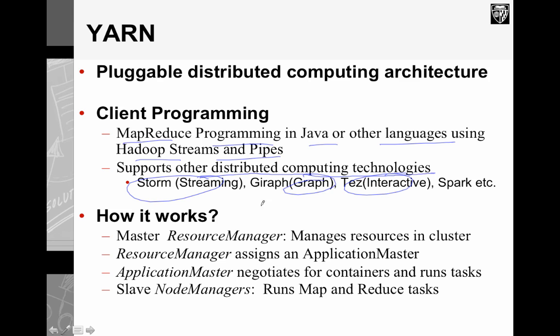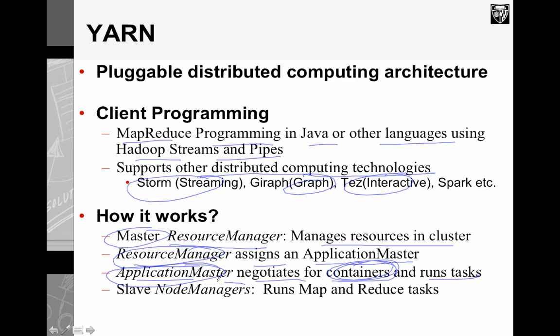How it works is that in Yarn, there is something called the Resource Manager, which is the master daemon that manages the resources in the cluster. It's primarily managing the computing resources in the cluster. The Resource Manager assigns an application master for a job that is submitted. The application master is responsible for negotiating for containers. These containers are the various tasks that are going to run across multiple machines. Now, which machines are they supposed to run on? Well, that's controlled by negotiations between the application master and the resource manager.